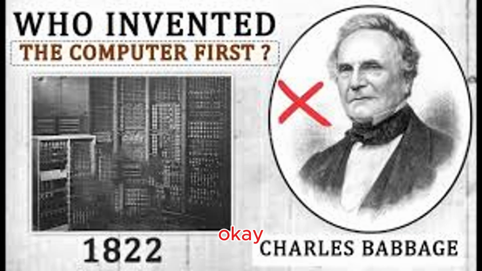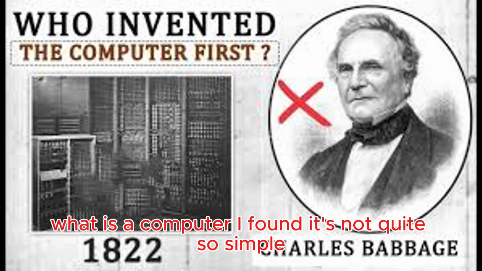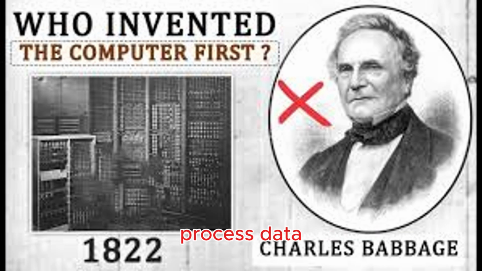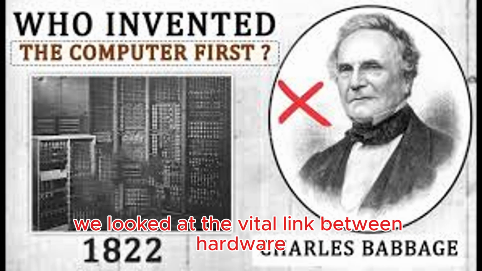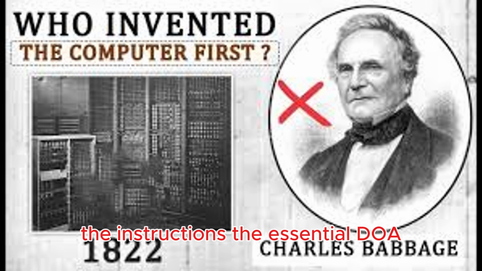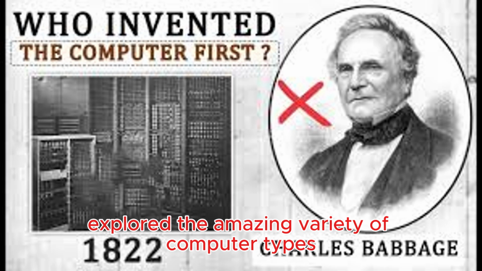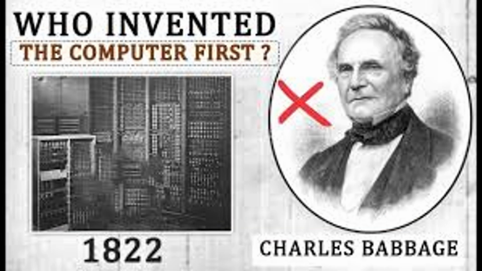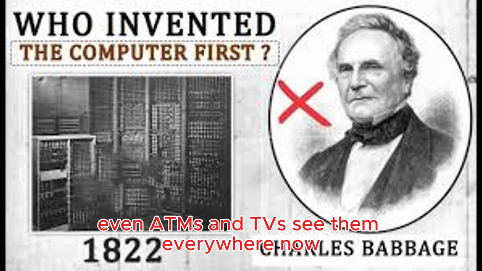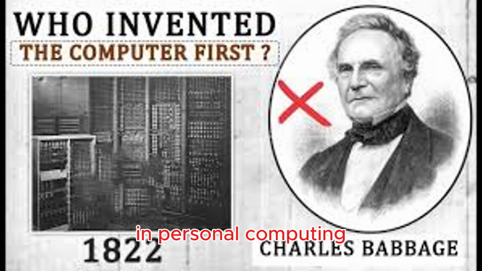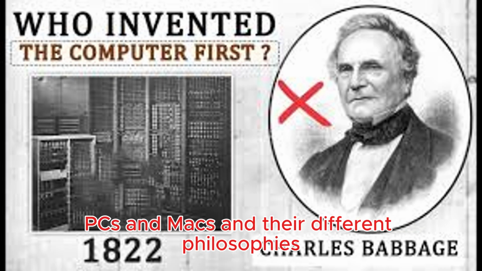For sure. Wow. Okay, so that brings us towards the end of this deep dive. We started with that simple question, what is a computer? And found it's not quite so simple. Not at all. We've hit the core definition, store, retrieve, process data. We looked at the vital link between hardware, the physical stuff, and software, the instructions. The essential duo. Explored the amazing variety of computer types way beyond just desktops and laptops, servers, smartphones, wearables, even ATMs and TVs. See them everywhere now? And we just touched on those two main styles in personal computing, PCs and Macs, and their different philosophies.